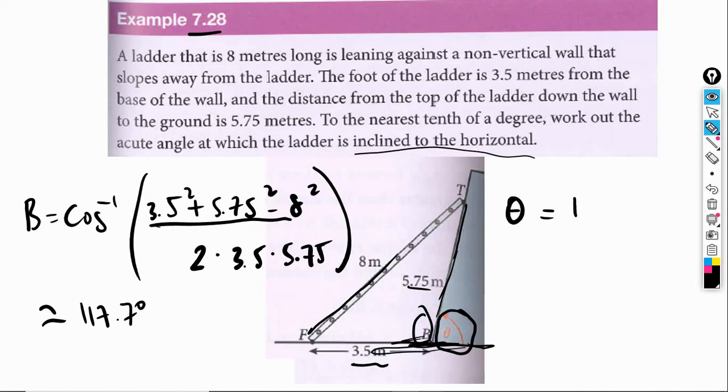Okay, so if that's B, and because this is a horizontal line, theta will simply be 180 degrees minus B, which is 180 degrees minus 117.7 degrees. And this is equal to 62.3 degrees, to the nearest tenth of a degree.